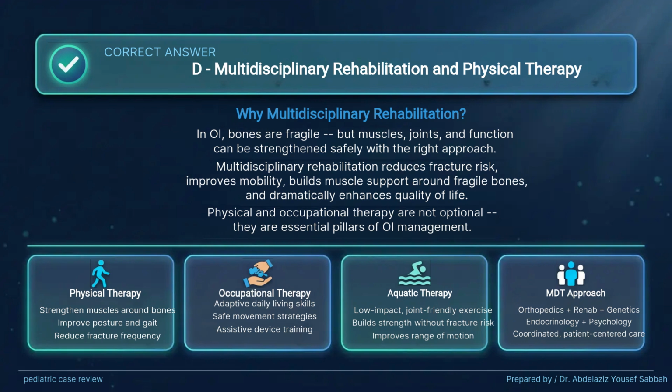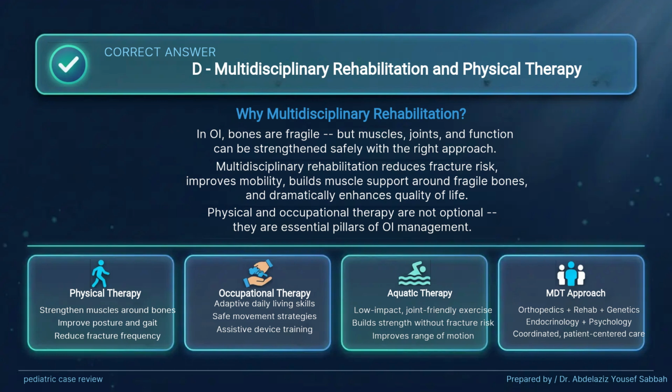In osteogenesis imperfecta, bones are fragile, but muscles, joints, and function can be strengthened safely with the right approach. Multidisciplinary rehabilitation reduces fracture risk, improves mobility, builds muscle support around fragile bones, and dramatically enhances quality of life. Physical therapy strengthens muscles around bones, improves posture and gait, and reduces fracture frequency.